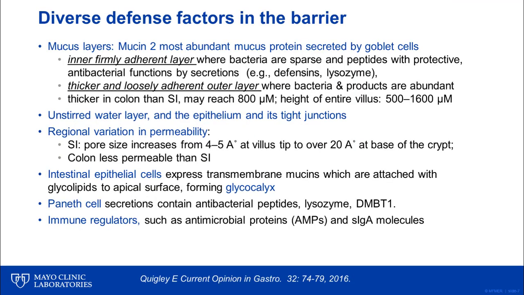Let's spend a little bit of time thinking about these defense factors. I think we have to remember the importance of the mucin layers. There's a firmly adherent inner layer of mucin and then a thicker but more loosely adherent outer layer of mucus. And these have a pretty significant thickness such that there's quite a distance for something that's in the lumen to get at those epithelial cell layers. Then there's the unstirred water layer, which I described to you in the previous slide.